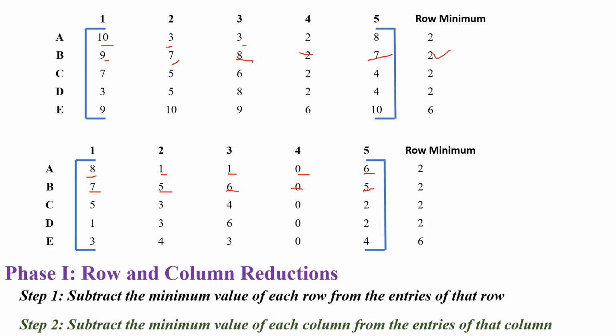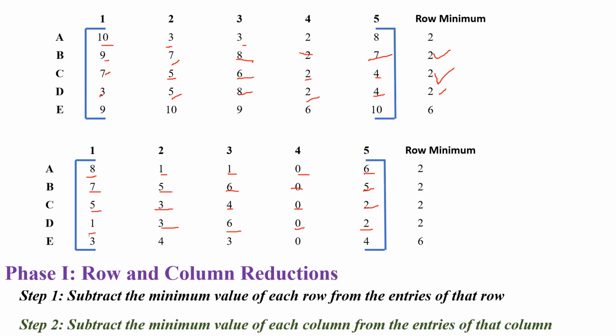Similarly, for the third row, the minimum value is 2. Then 7 minus 2, it is 5. And 5 minus 2, it is 3. 6 minus 2, it is 4. 2 minus 2, 0. 4 minus 2, it is 2. And for the fourth row, the minimum value is 2. Then subtract this 2 from the fourth row, that is 3 minus 2, 1. 5 minus 2, 3. 8 minus 2, 6. 2 minus 2, 0. 4 minus 2, 2.